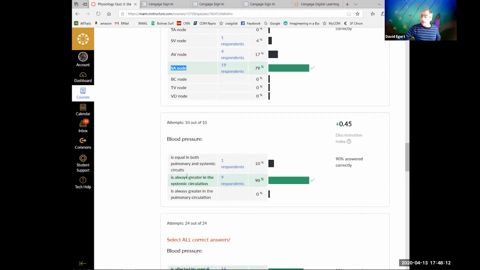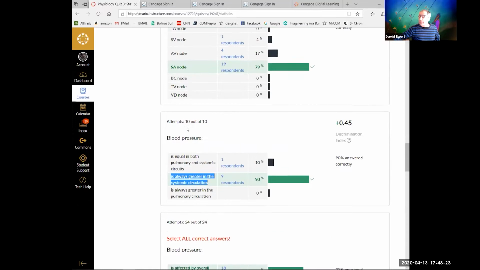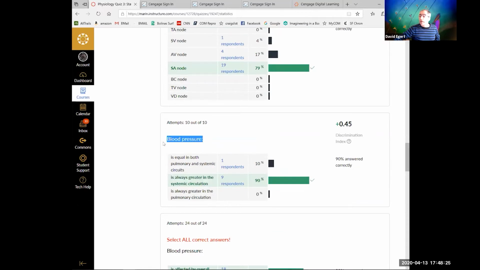Blood pressure is always greater in systemic circulation, right? Three to five times, because there's so much more resistance. Some of the other questions said cardiac output. What if the question was cardiac output? What would the right answer be? It would be equal. Cardiac output is the same. It's equal in both circuits, but blood pressure is much greater in the systemic circuit.